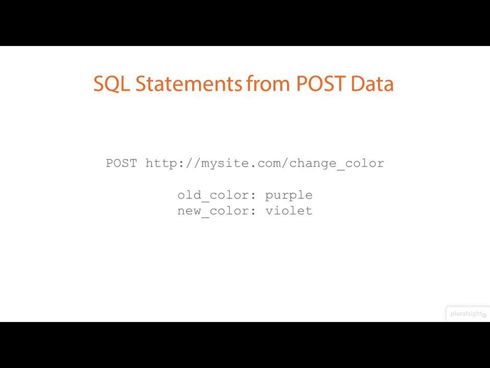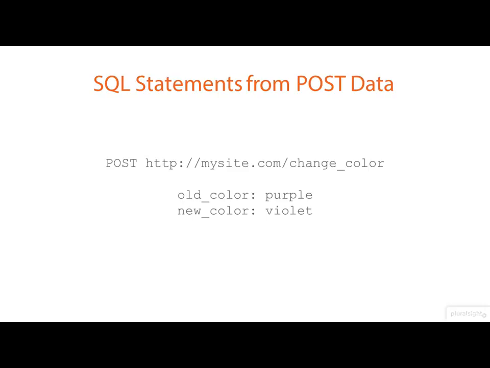Inevitably, that query we just saw looks just like this. So this is probably a post request to good old mysite.com, and we're changing the color. We're telling it what the old color was via the request body. So in other words, probably a form variable that's been posted with the request. And then of course, we're telling it what the new color is. Purple and violet, untrusted data because they're posted by the browser.